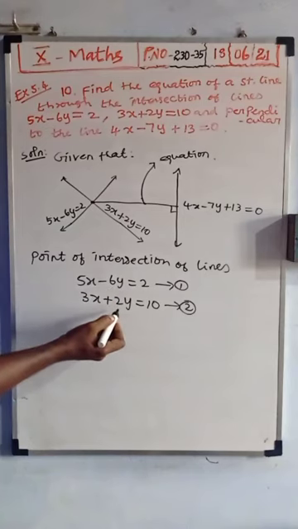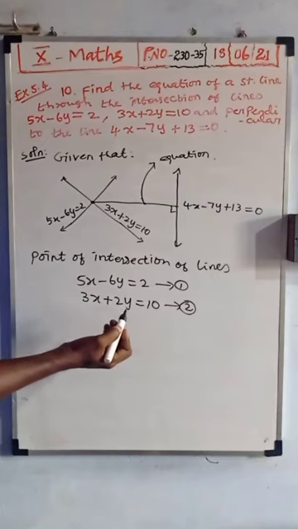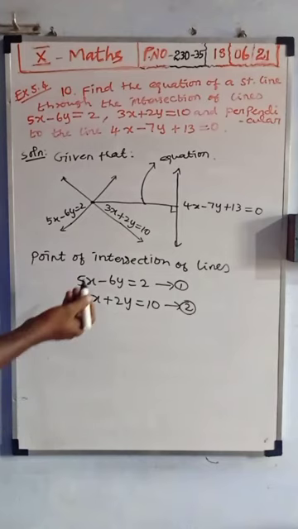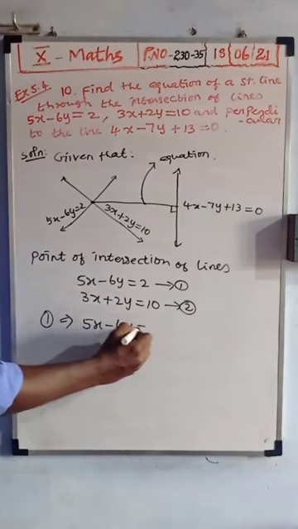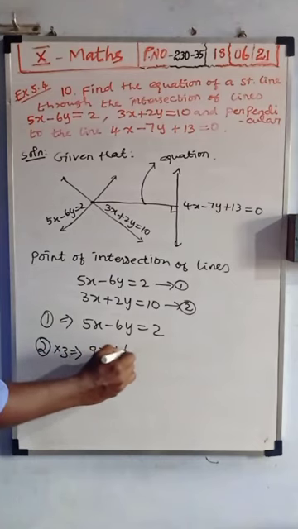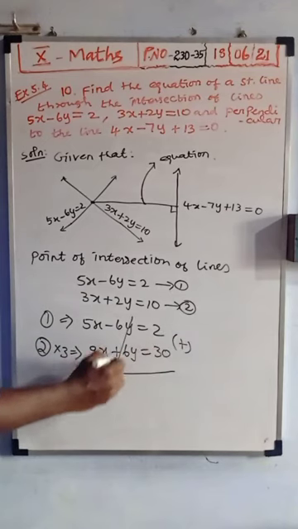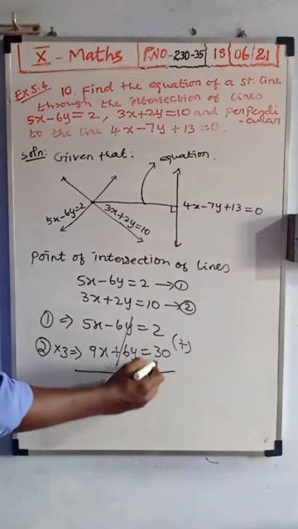Now here minus 6y is there, and here plus 2y is there. The x coefficients are different and the y coefficients are different, so to convert to the same coefficient, multiply 2 by 3 and we get 6. By the elimination method I am solving these two equations, which you already learned in 9th standard. The first equation you write as it is: 5x minus 6y is equal to 2. The second equation you multiply by 3: 3 3s are 9x plus 3 2s are 6y is equal to 3 10s are 30. Now add these two equations. Plus 6y and minus 6y get cancelled. 9 plus 5 is 14x is equal to 32.